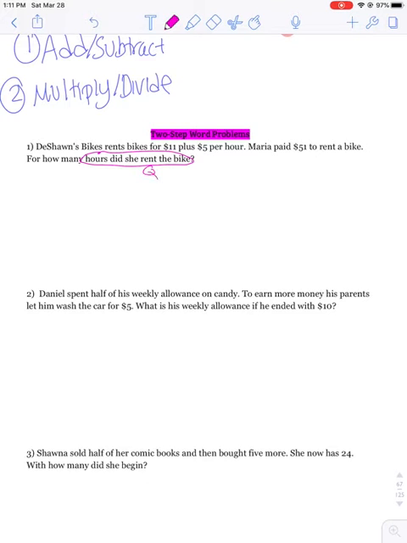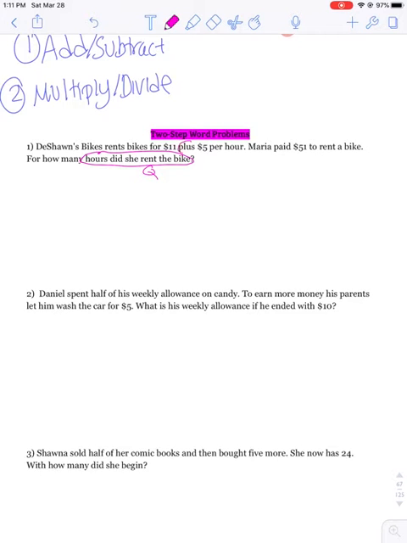So that's going to be your quantity. So I'm just going to circle it and put a little Q there. If you'd like to do that, you're welcome to do that. A lot of people might think that money is a quantity because it is a unit, but it's not the mystery unit. The question is, for how many hours did she rent the bike? We're not wondering about the money. So money would not be the quantity, although it is a unit in the problem.